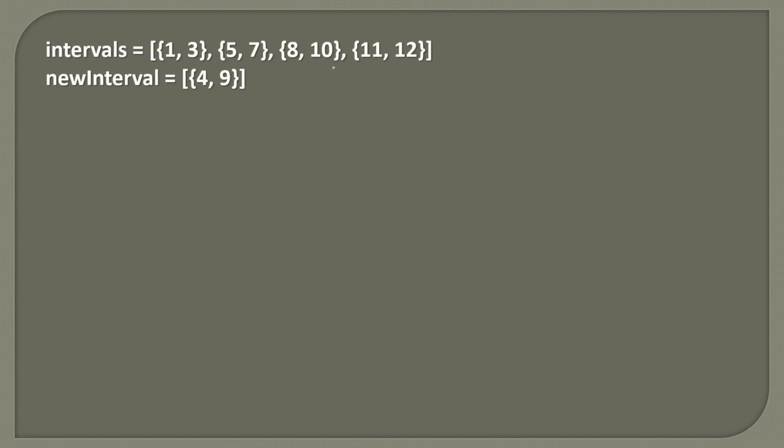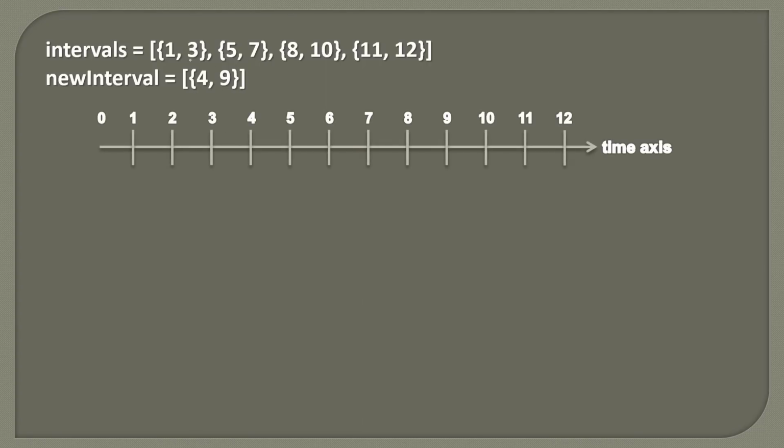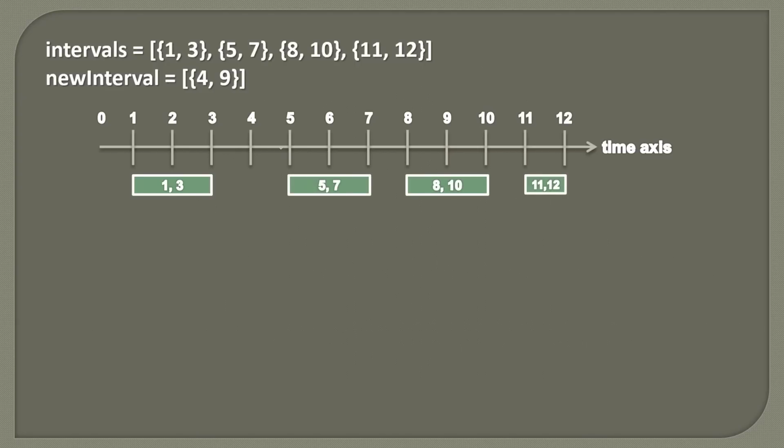Now let's see via an example. If we have these 4 intervals which are non-overlapping, sorted by their start time, and we have to insert a new interval 4, 9. So if we plot all these intervals on the time axis, it would look something like this: 1, 3, 5, 7, 8, 10, 11, 12. Our task is to insert 4, 9.